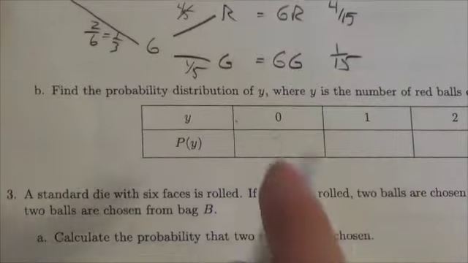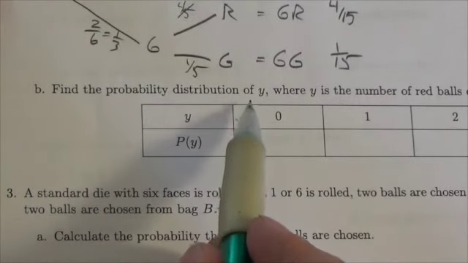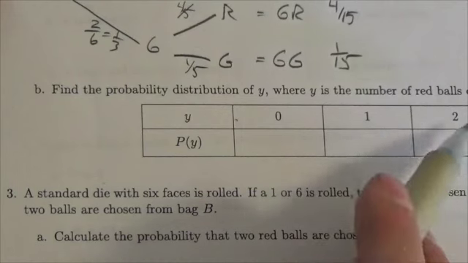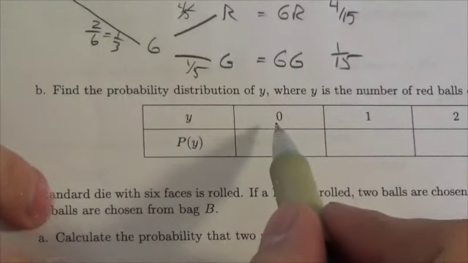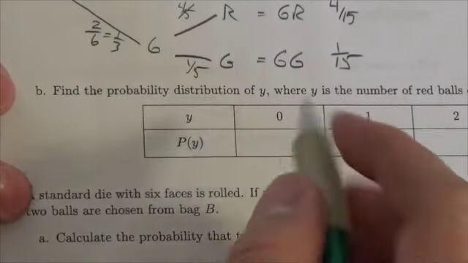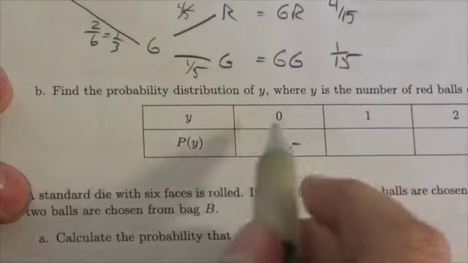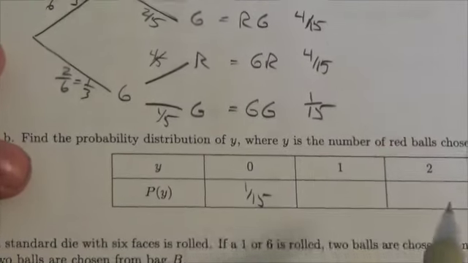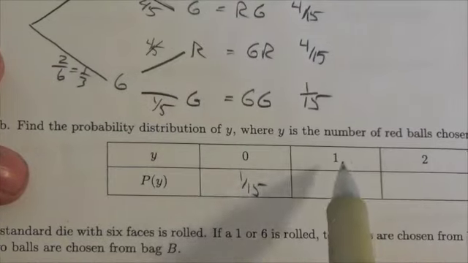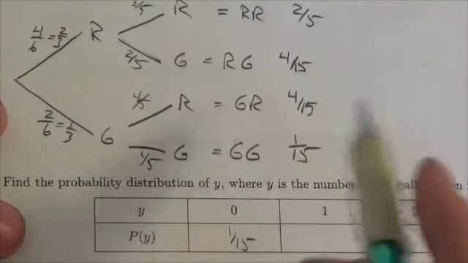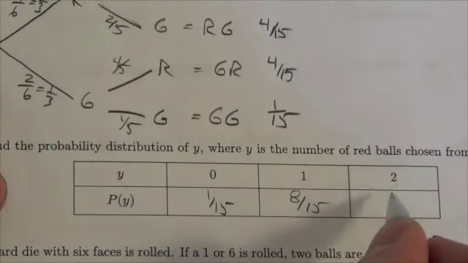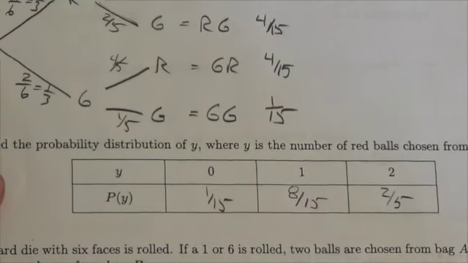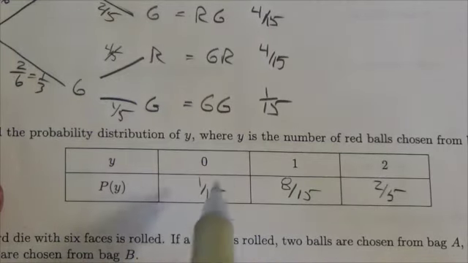Now, part B. Find the probability distribution of Y, where Y is the number of red balls chosen from bag B. The probability that you don't choose a red ball is 1/15. That's the green-green situation. The probability that you get just 1 red ball is the sum of those two, because it can happen either of those 2 ways. So that's 8/15, and the probability that you get 2 of them is 2/5. So there's our probability distribution, every possibility with the probabilities associated with it.